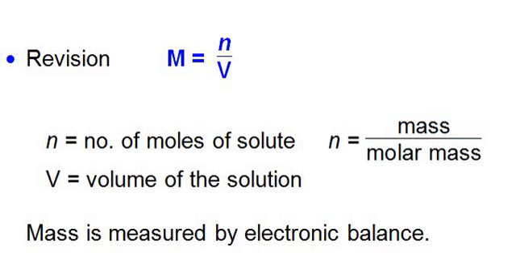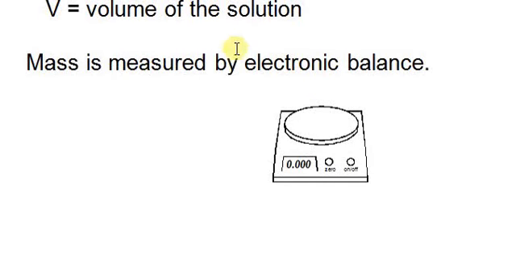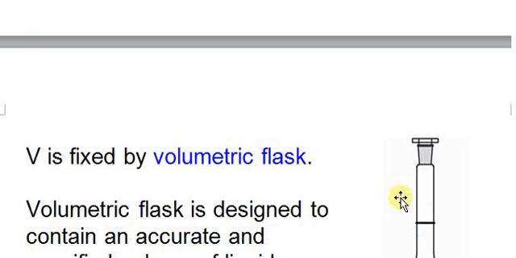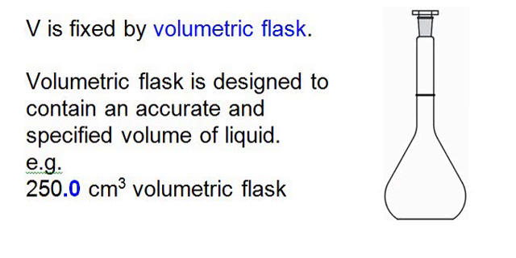And how can we find out the mass? We may use an electronic balance to measure the mass of a solute. And what about the volume? The volume is fixed by using a volumetric flask. You can see a volumetric flask in this diagram, which is designed to contain an accurate and specified volume of liquid. For example, if this volumetric flask is of 250 centimeter cube, actually it is more accurate. It is accurate up to 1 decimal place.